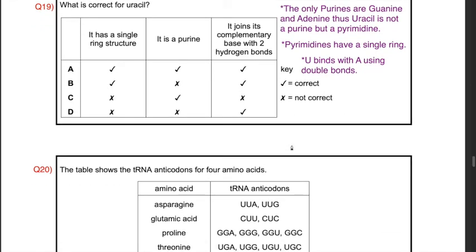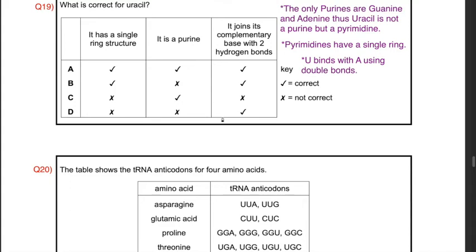Question 19. What is correct for uracil? These kind of questions appear in almost most of the papers. However, the only part of the question that changes is the base. They either ask adenine, or thymine, or cytosine, or guanine, or uracil. Uracil is not a purine but a pyrimidine, because if you recall GAPUR, adenine and guanine are purines, and uracil is not a purine because it is not part of the word GAPUR. The only purines are guanine and adenine. Thus, uracil is not a purine but a pyrimidine.